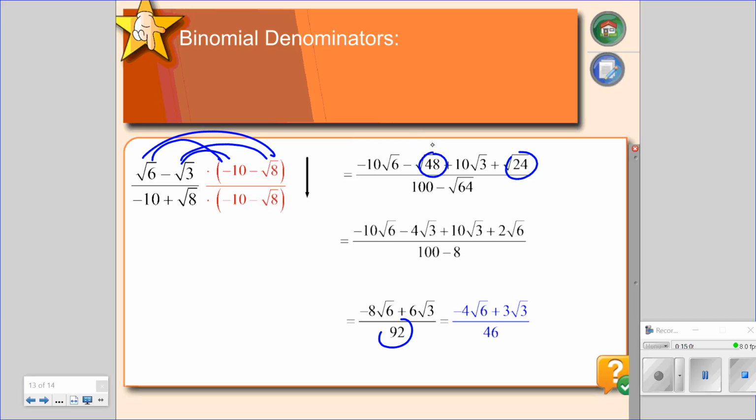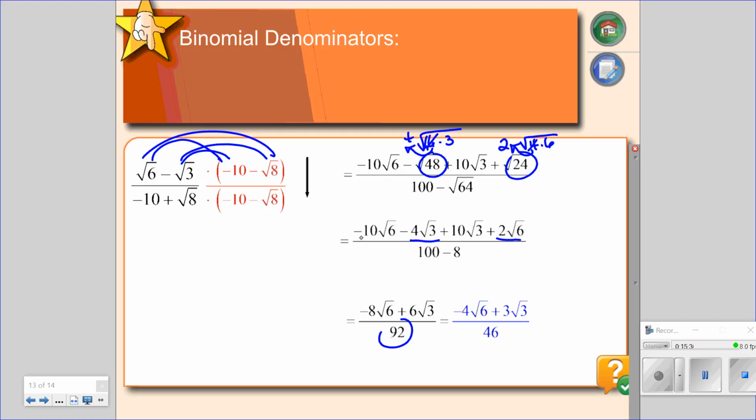So this one is 16 times 3. This one breaks to a 4 times 6. So that 4 comes out as a 2. This 16 comes out as a 4, giving us the 4 root 3 and the 2 root 6 there. Now the negative 10 root 6 and 10 root 3 can't go any further.